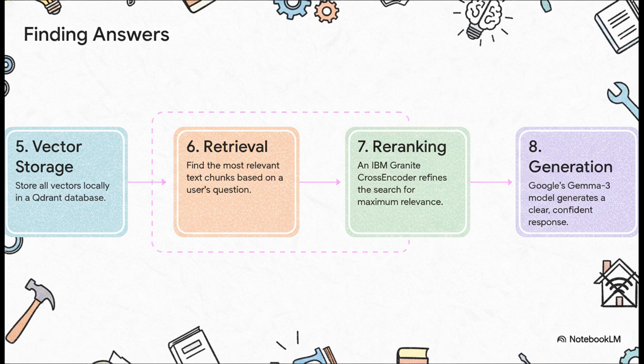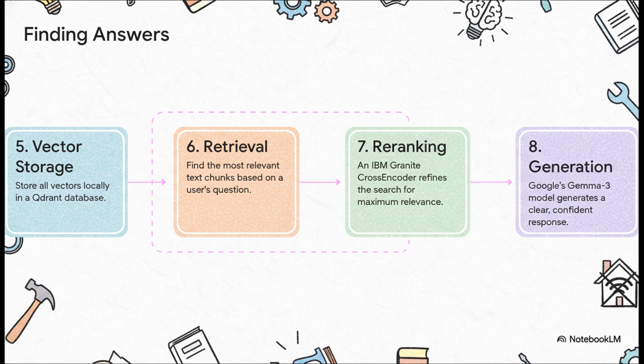Okay, so now the AI has all these fingerprints for all the knowledge. But how does it find the right one when you ask a question? That's the second half of the workflow. I store all those vectors in a local database called Qdrant. So when you ask something, the system zips through and finds the most relevant bits of text. But I wanted it to be extra precise, so I added another step, a re-ranker from IBM. Think of it like a second pair of eyes that double-checks the search results to find the absolute best match.